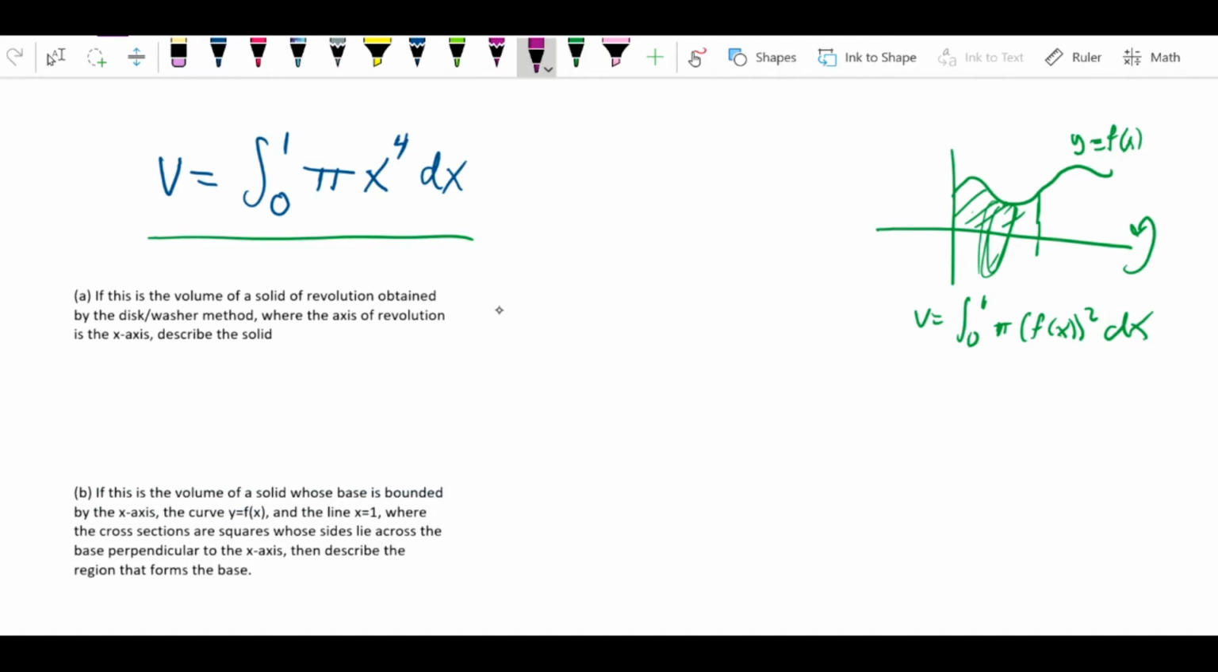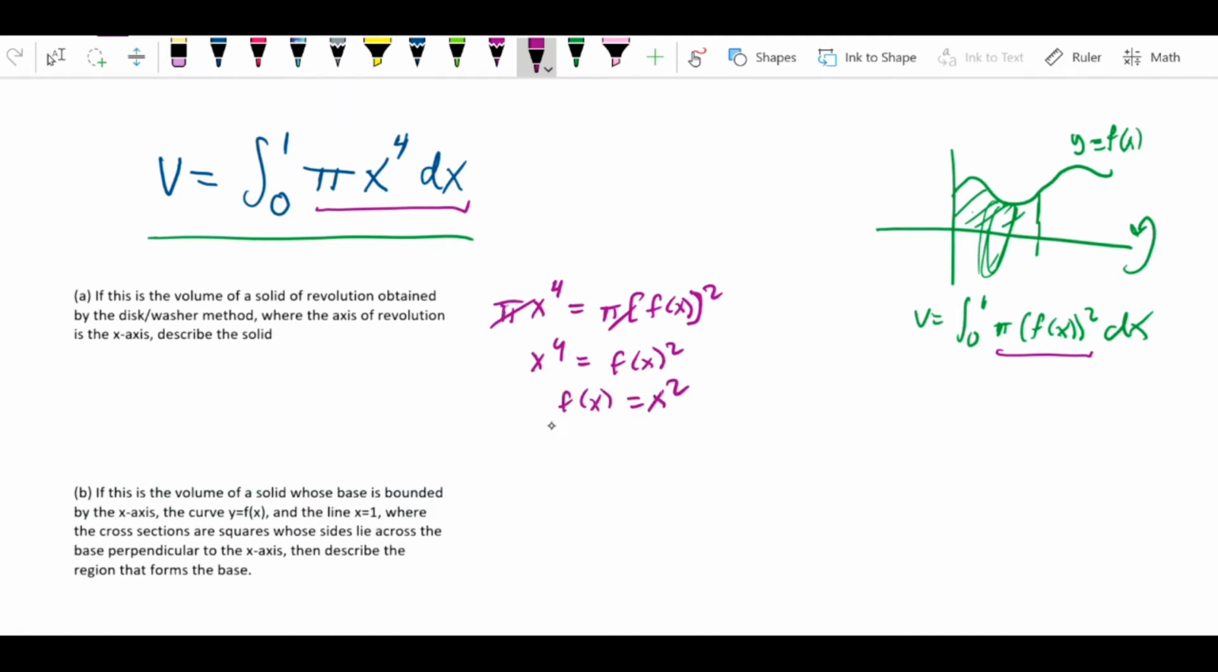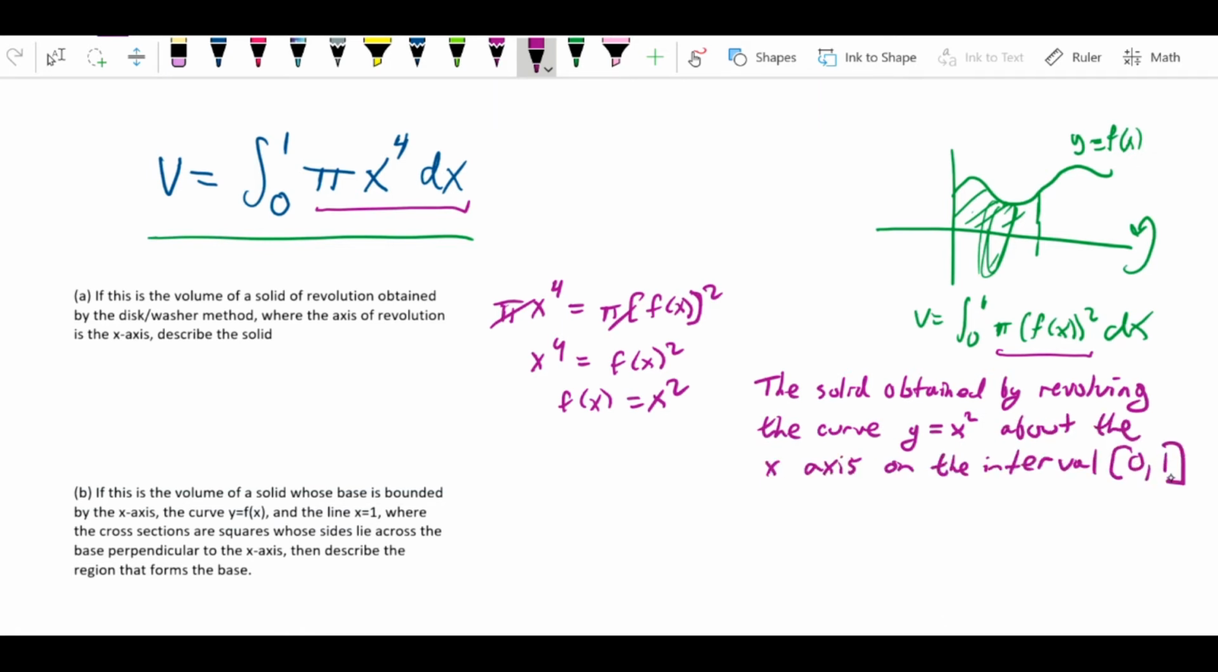Comparing this part here with this, we set up the equation pi x to the fourth equals pi times f of x squared. Cancel a pi and we get that x to the fourth is equal to f of x squared, or f of x equals x squared. Okay, so we now have the function, so we can write out a description of the solid, and I'm just going to zip through that description. Okay, so we have a good description of the solid when interpreted this way.